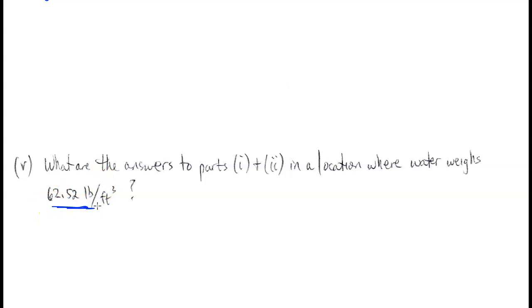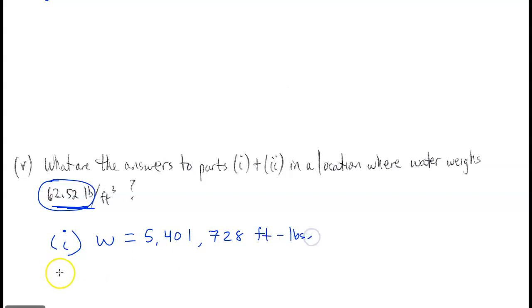Okay. And again, same kind of thing. So I'm not going to bore you with the details for that. The only thing that's changing here is that we put 62.52 pounds per cubic foot. And when we do that, our work will actually just end up being 5,401,728 foot-pounds. Okay.